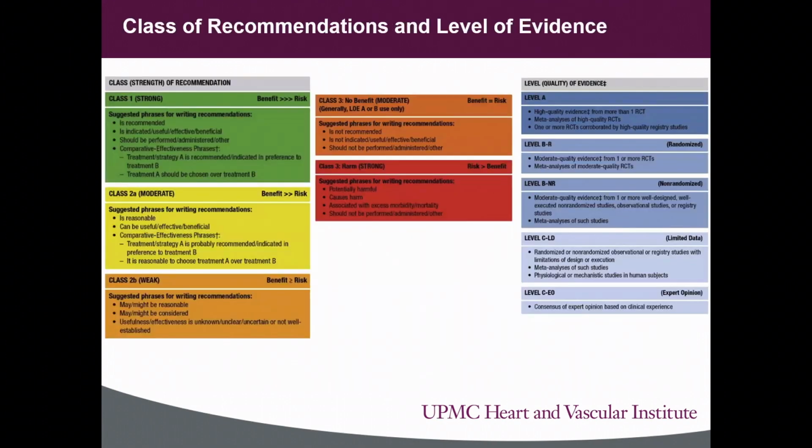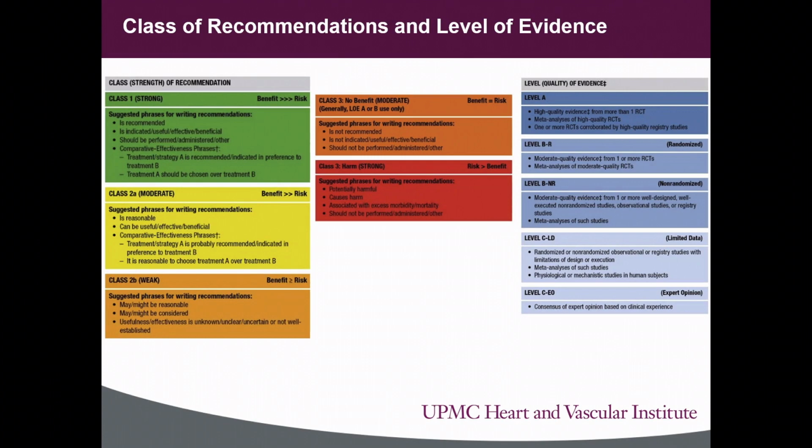As we think about recommendations, it's important to keep in mind the class of recommendations and level of evidence. This is a more updated scheme. But in terms of recommendations, a class 1 indication is the strongest recommendation we have. It means the benefit far outweighs the risk. Typically a higher level of evidence, more of a consensus in this case, and it is deemed to be useful or beneficial and is a recommendation.